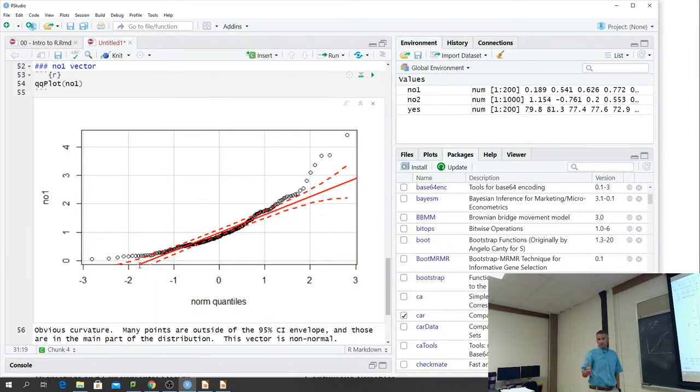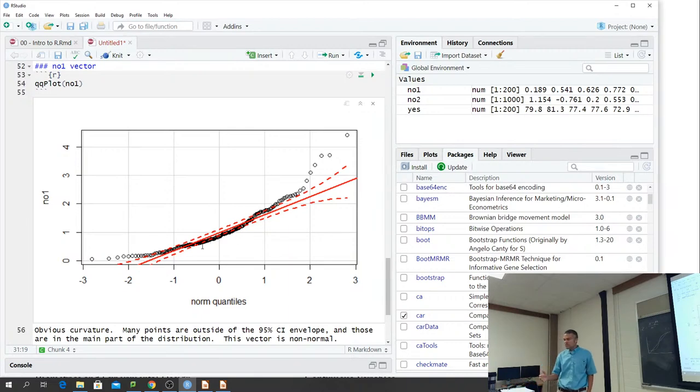We have obvious curvature here. Our points curve like that. Curve like that. We curve up. Is it outside of our confidence interval? Yes. And it's not just these endpoints. Out of 200, I can tell right now, this is way too many. Way too many. And not only that, these points are outside. These points are outside. And these points are outside.